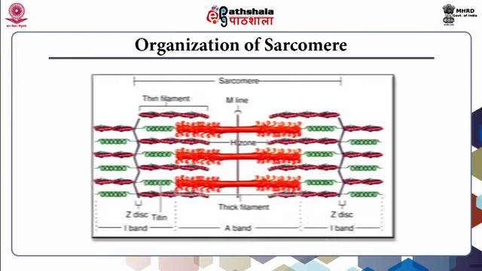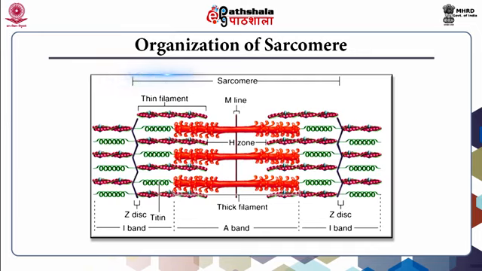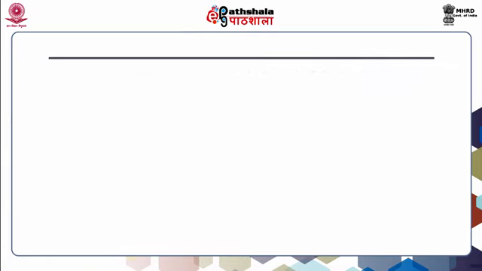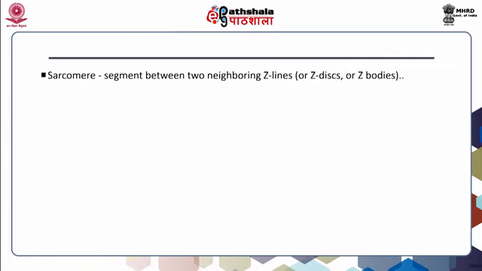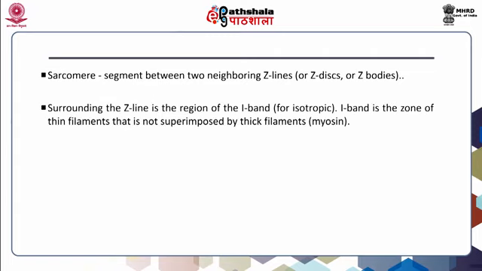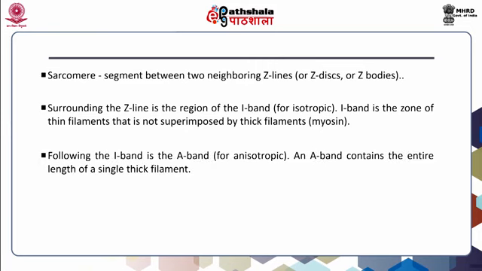In this slide, you can see a figure which is showing organization of sarcomere. Sarcomere is the segment between two neighboring Z lines or Z disc or Z bodies. Surrounding the Z line is the region of I band. I stands for isotropic. I band is the zone of thin filaments that is not superimposed by thick filaments, that is myosin. Following the I band is the A band.